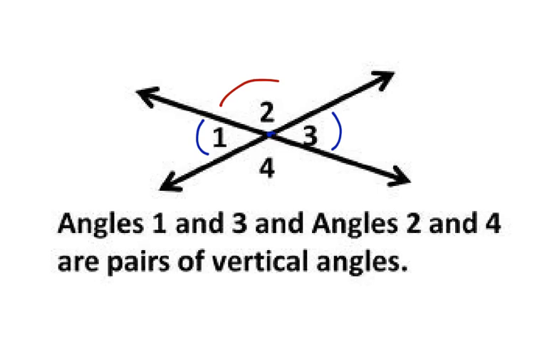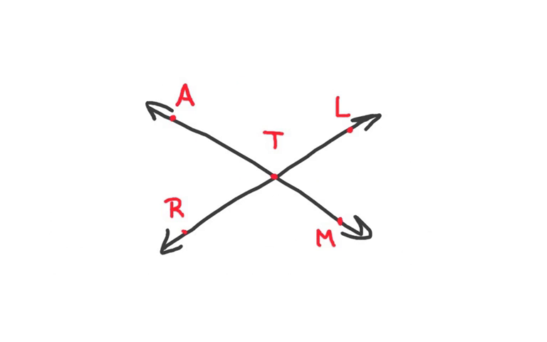If we take a look at angles 2 and 4, we see that they're both obtuse angles. And if we take our protractors and measure them, we would see that both angles 2 and 4 would be the same measurement. They would have the same measure. Angles 2 and 4 are vertical angles, and they are equal to each other.